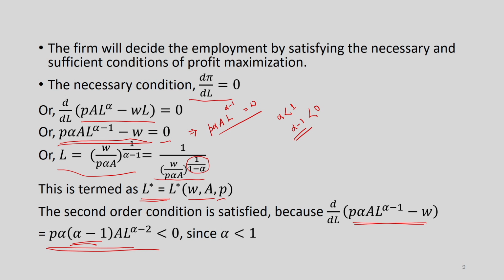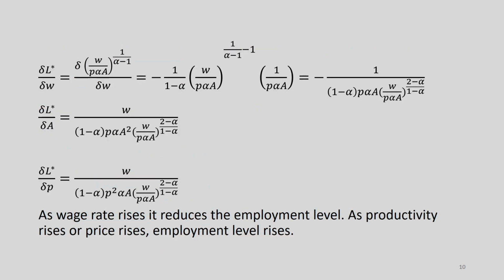So, we have found out L star, the optimal labor employment. Now, I have to talk about the partial derivative of the L star with respect to these parameters w, A, p, and this is simply manipulation.